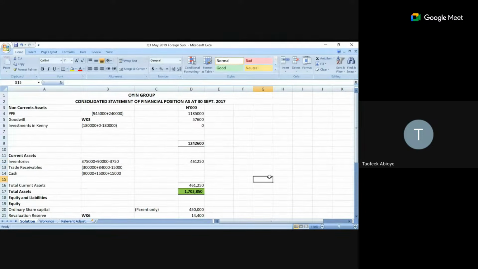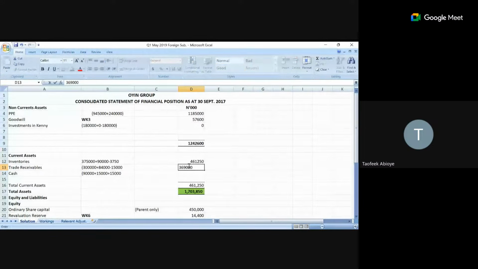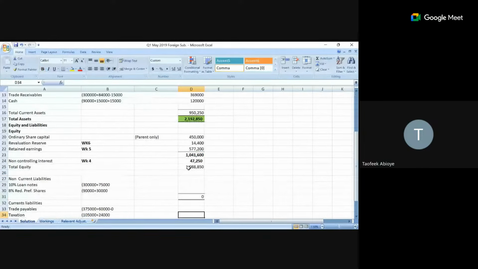Now for trade receivable, how much is it? 369,000. Okay, for trade receivable, 369,000. Now for cash, 30,000 plus 90,000. Please, I know this one. 120,000. I know this one is 120,000, right? It's 120,000. Now let's go.